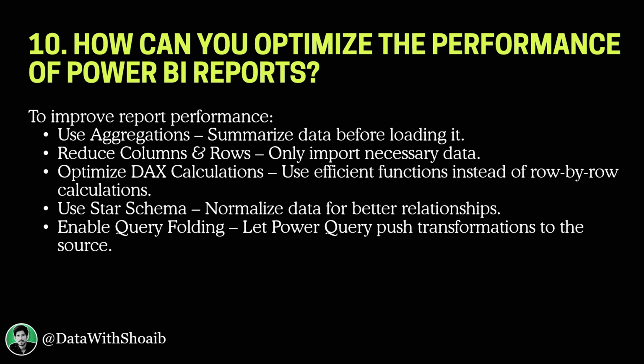Use star schema because it is the most optimal data model for Power BI. We should normalize data for better relationships. Enable query folding. Query folding means pushing the transformations to the source. For example, if we have a database, the transformations can be pushed to the data source.